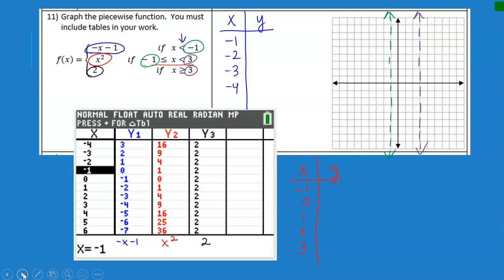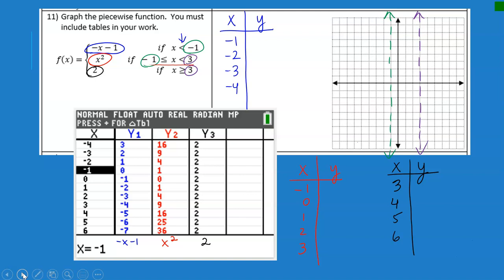And then the last one is the third function, and I want to start my table at the boundary number, which is 3, and then I'm going to be going to numbers greater than 3 or to the right of 3, so 4, 5, 6, and that should be enough numbers.